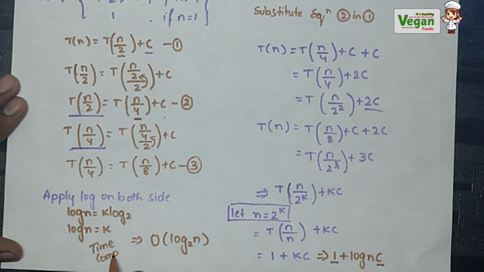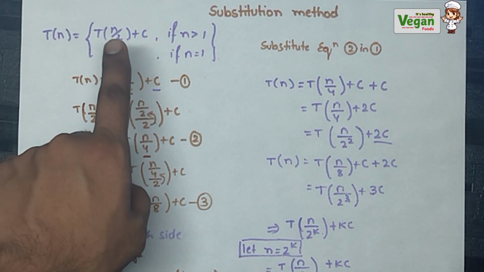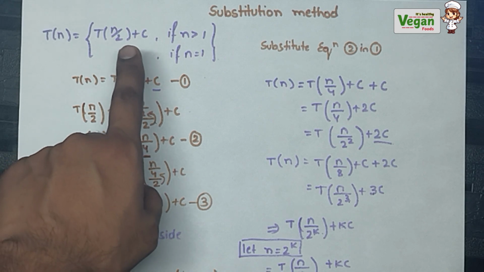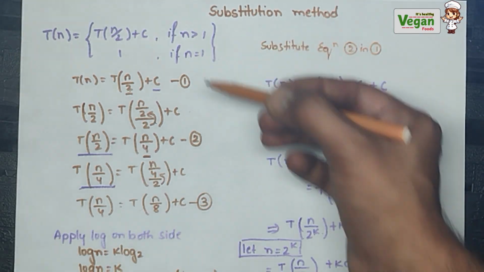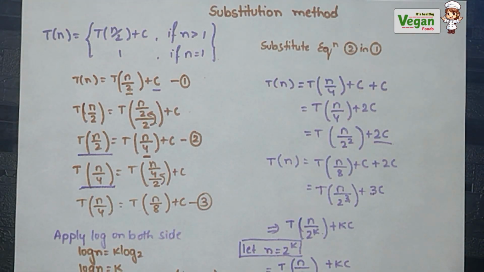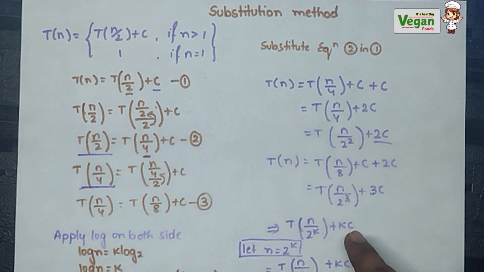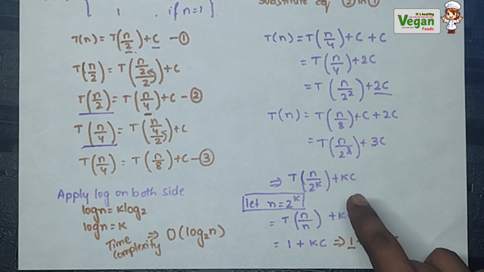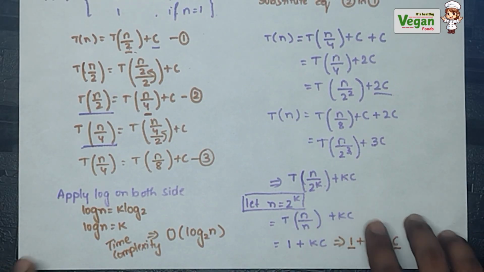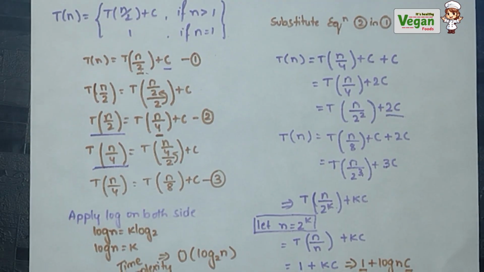So what you will be doing is generating 3 equations using the substitution method. If n by 4 is there, you substitute n by 4 in place of n. Like that you will be generating 3 different equations. Using those equations, you will be forming a generalized form, and using the generalized form, you must do the assumption so that the n value equals 1.